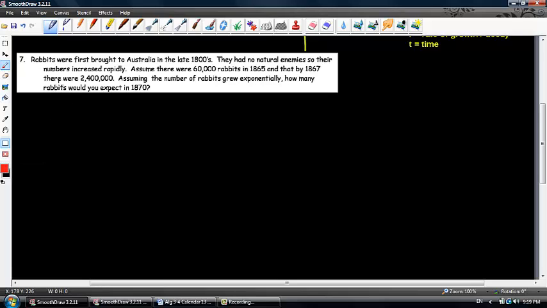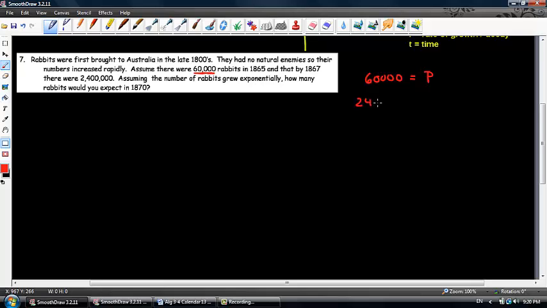It says rabbits were first brought to Australia in the late 1800s. They had no natural enemies, so their numbers increased rapidly. You know what? We don't care about this information here. Assume there were 60,000 rabbits in 1865. Okay, so this sounds to me like, and there's not a whole lot of space here, 60,000 rabbits is my principal amount of bunnies, right? And then 1865 is year zero, or year one, rather. And that in 1867 there were 2,400,000.